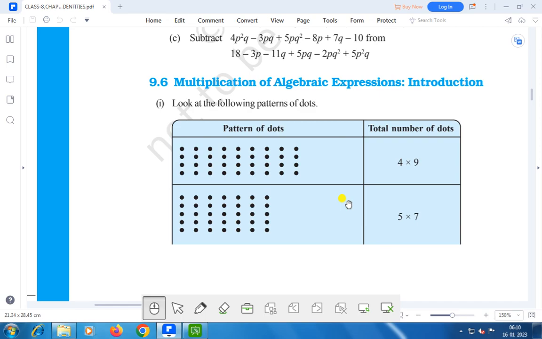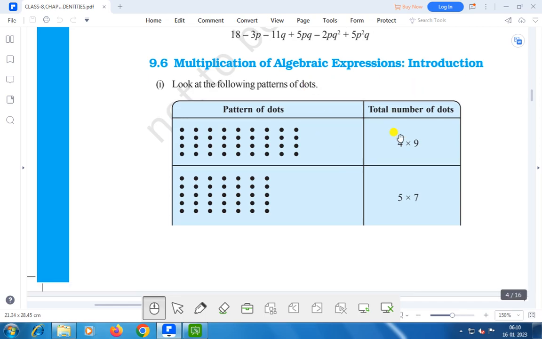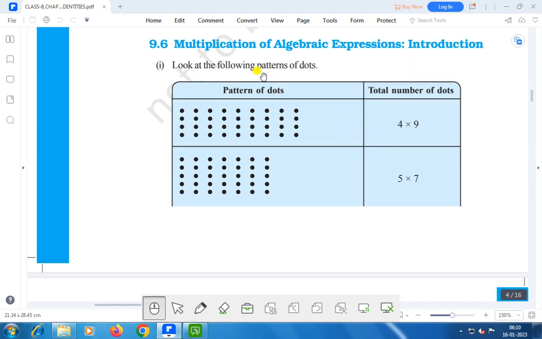Hello everyone. Today we shall discuss multiplication of algebraic expressions. Here is an introduction. Look at the following patterns of dots.